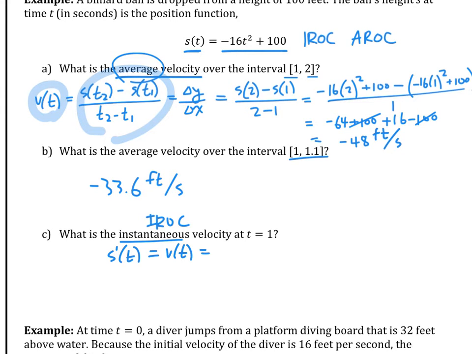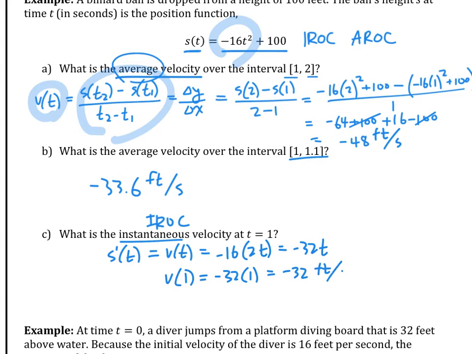And then this is the sum and difference rule. So we're going to take the derivative of each one at a time. That is negative 16. That's a coefficient times the derivative of that function. And the derivative of 100 is 0 because that's a constant. So this is negative 32t. So this is the velocity function. Now we want the velocity at 1. So we're going to plug that in. So negative 32. All right. And then the question is, what is the unit? Feet per second.